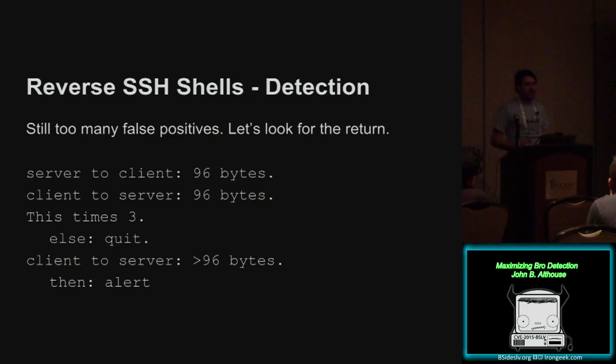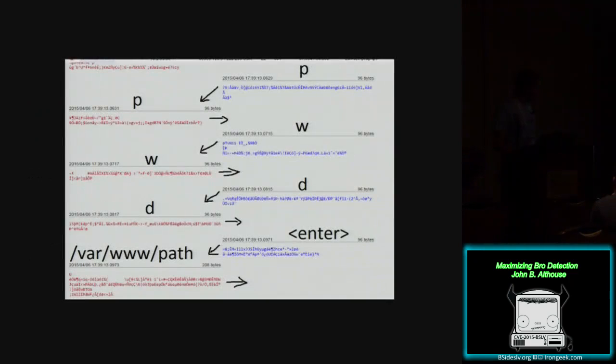Then you will alert. And what that is, if you're doing your reverse SSH shell and typing into it from the server side, and then you hit enter at the end, that output is going to be larger than 96 bytes. So you're detecting on the return. Here's an example of that from server to client. So let's say pwd, and then from the server side you hit enter, and then the client side sends out the details, var, www, path, whatever it is, and that is going to be larger than 96 bytes.